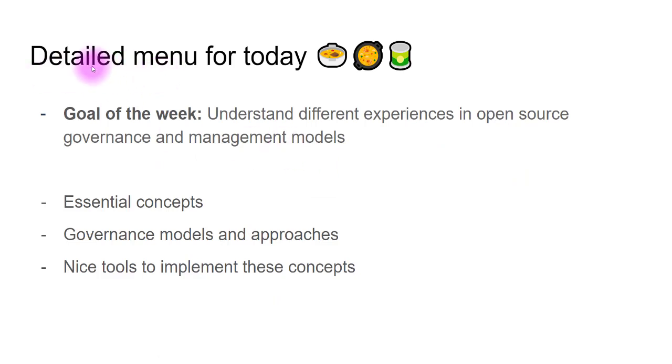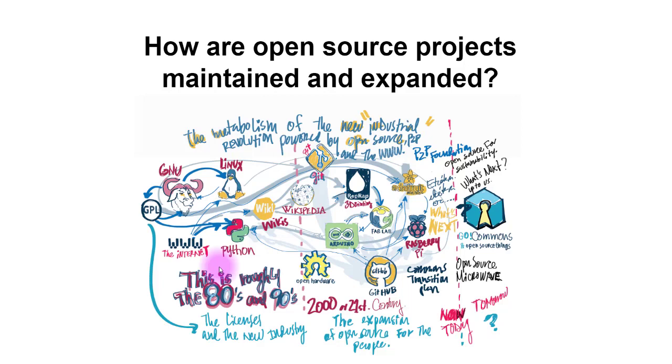So we want to also give you a more detailed menu of today. How do we understand these experiences in open source? We want to give you some essential concepts, so some theory, some governance models and approaches, and also nice tools for you to implement these concepts in your context. So, how are open source projects maintained and expanded? So, this is a very little diagram of the book I wrote about the history of open source. But we want to find out what is happening behind this phenomenon, what is actually gearing it, and where is it going to.